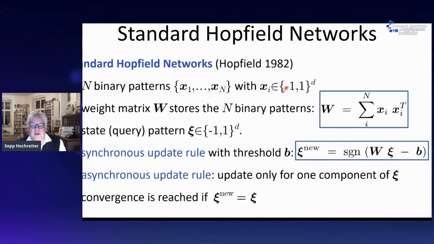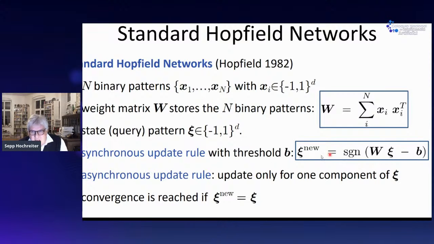Each component of these patterns is either -1 or +1. You can also do 0 and 1, doesn't matter. And then you construct a weight matrix storage, where you do just the outer product of these vectors. If you do the outer product of these vectors and sum them up, you get this weight matrix, this storage. And then you have a query pattern, a state pattern. It's also a d-dimensional vector having -1 and 1s.